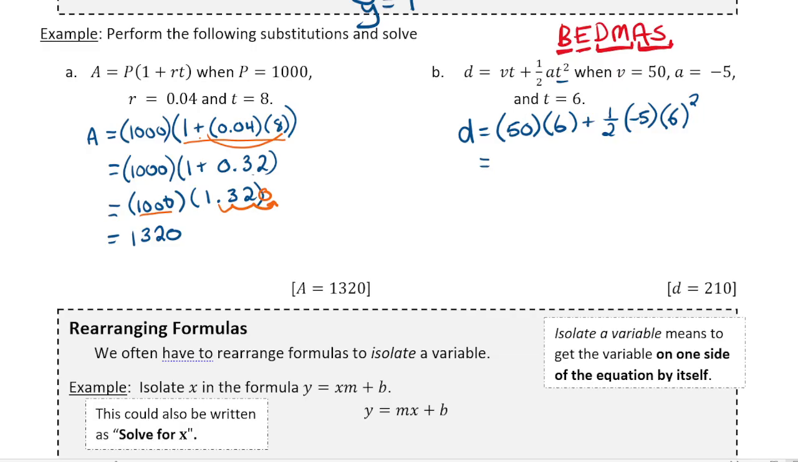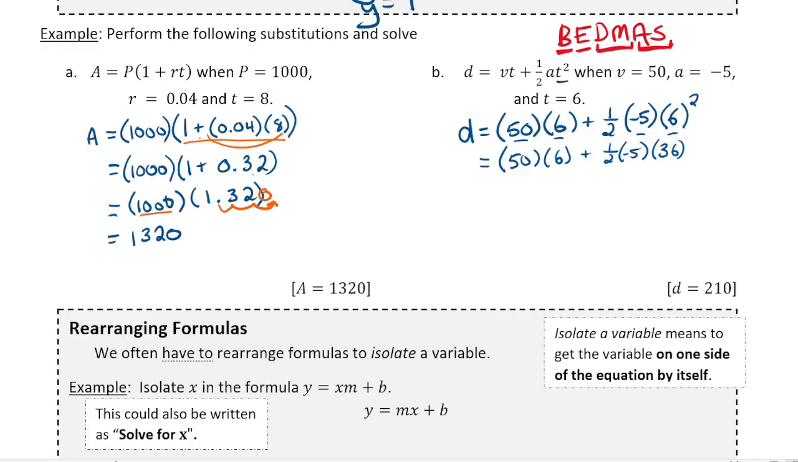So now we have BEDMAS. Step 1, brackets. Well, I don't have anything to do in the brackets. I have brackets, but they're all just simple numbers. There's no adding, subtracting, multiplying, dividing, so they are already simple, so we're done with brackets. Then we do exponents. So I've got an exponent at the end. Everything else stays the same. 50 times 6 plus 1/2 times -5, and then 6 squared is 36. And then we can be a little bit lazy.